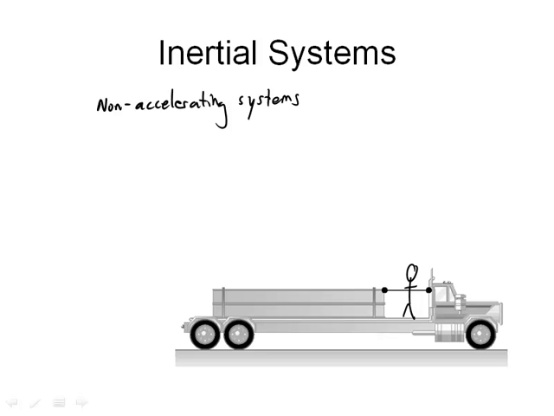So an inertial system is a non-accelerating system. Technically, the Earth is not an inertial system because we're moving in a circle. As the Earth rotates, there's a big circle that we're on as we stand on the surface of the Earth. But it's a small enough effect that we don't worry about it. So Newton's laws only hold in inertial systems.